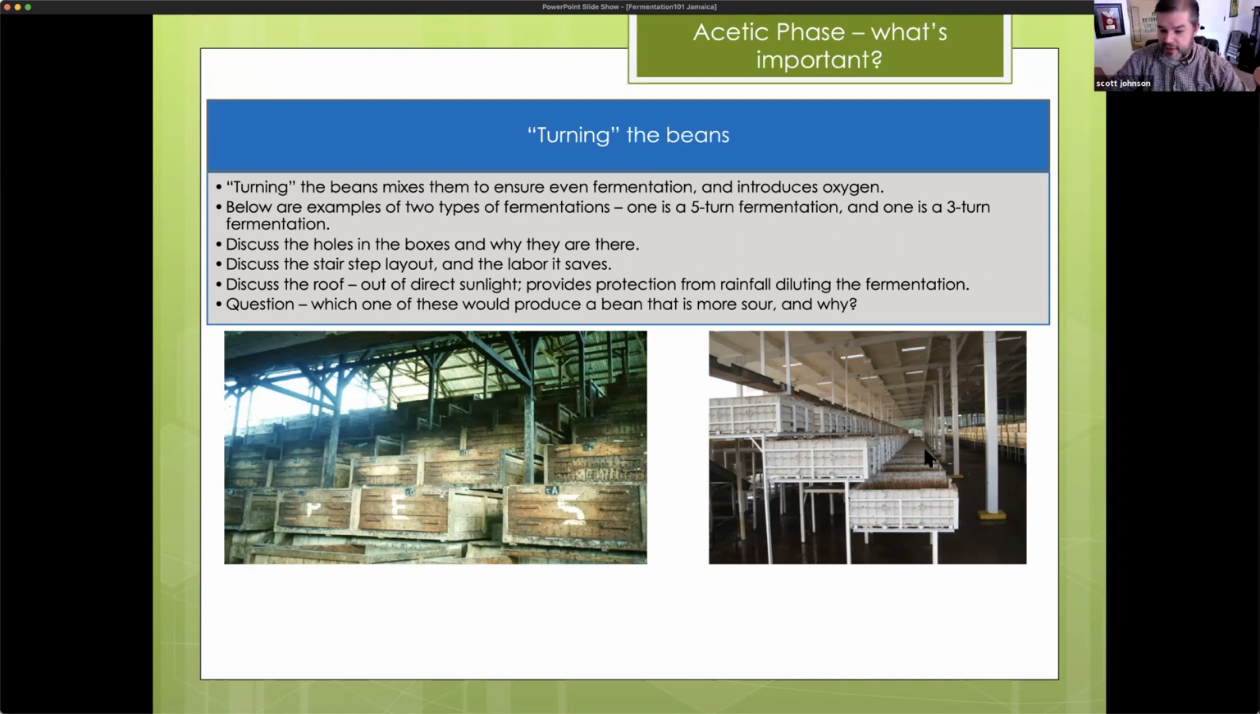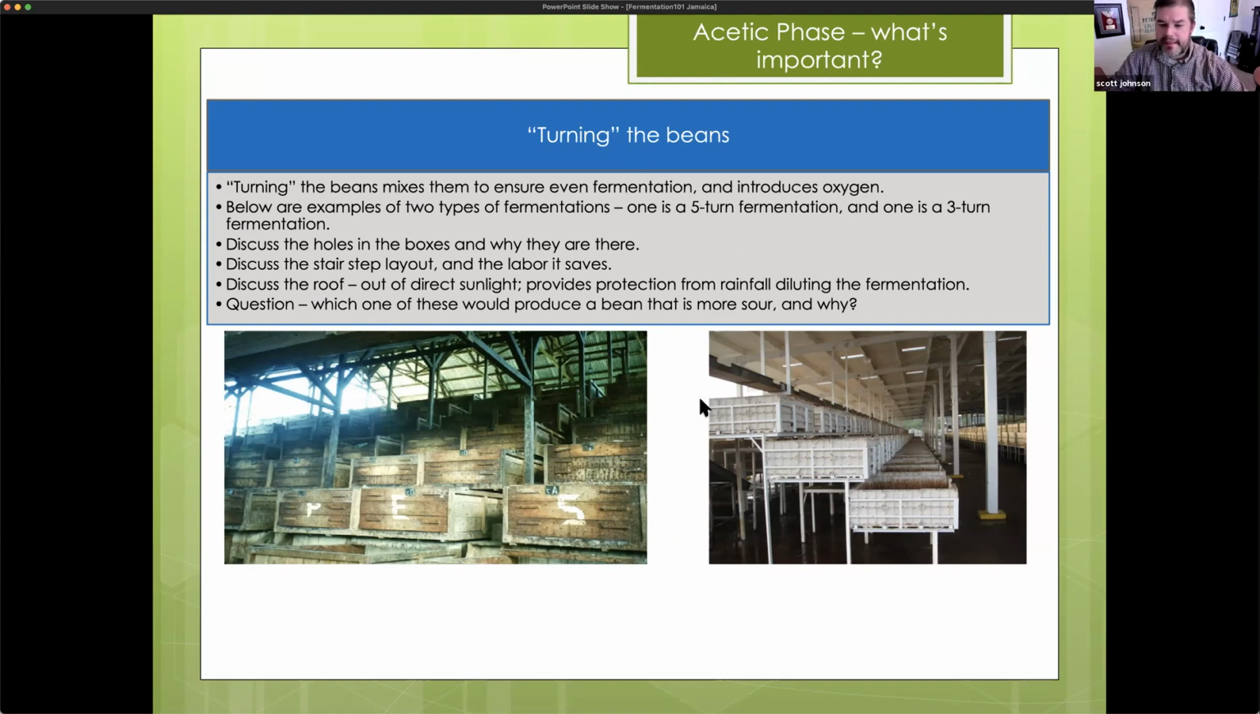So I'm injecting oxygen 2 times, right? Turn once, here's an oxygen injection. Turn twice, here's another oxygen injection. Each time we do that, we're creating more acetic acid bacteria fermentation, more vinegar.